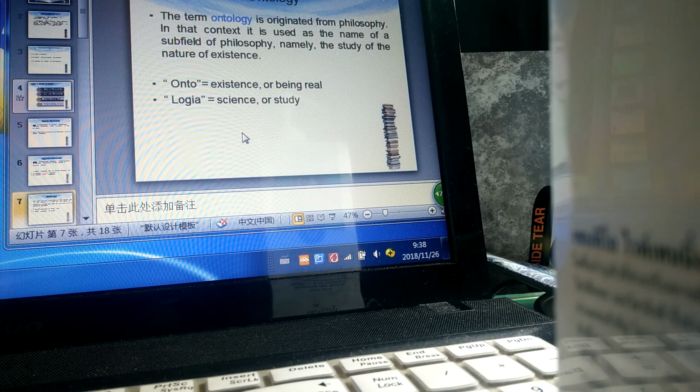Then I want to introduce what ontology is. The word ontology comes from two Greek words. Ontos means existence or being real. Logia means science or study. So the term ontology originated from philosophy. In that context, it is used as the name of the subfield of philosophy, namely the study of the nature of existence.